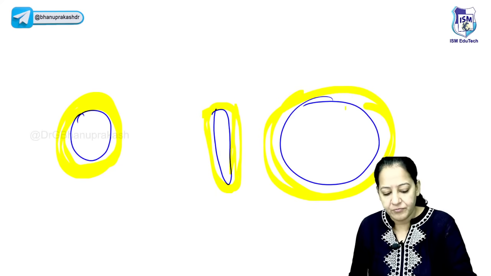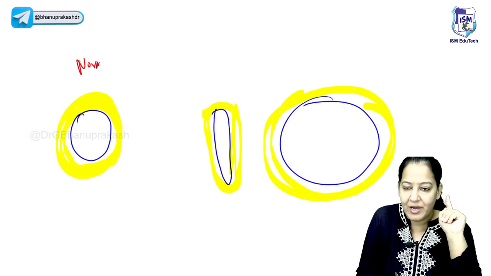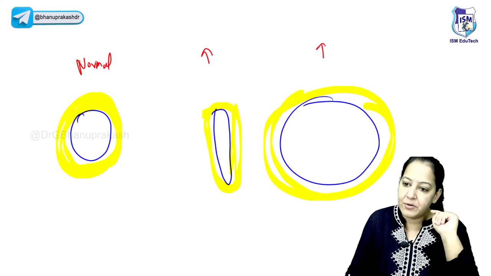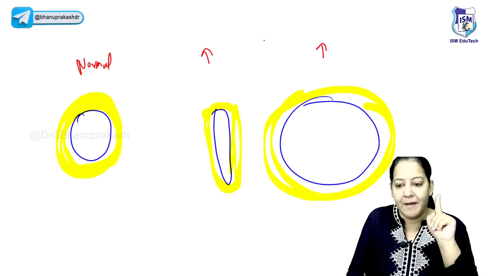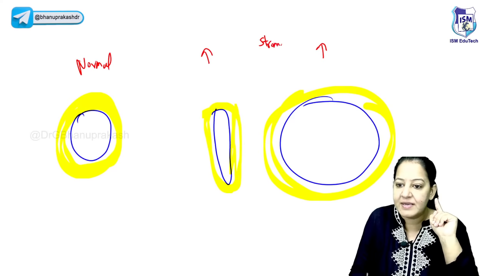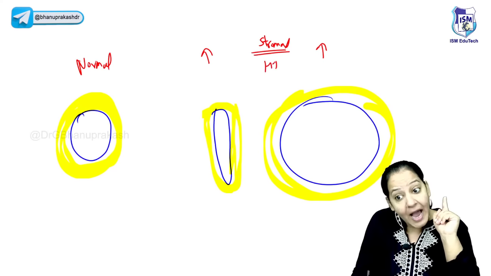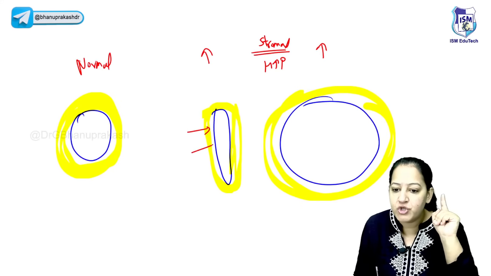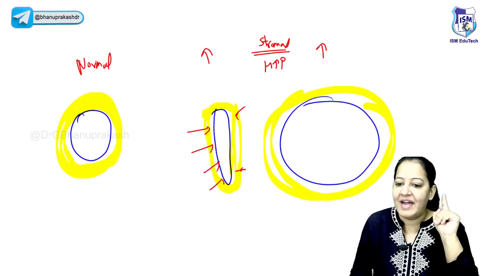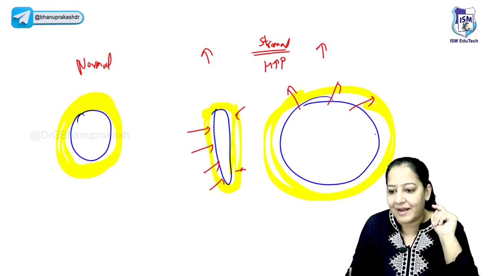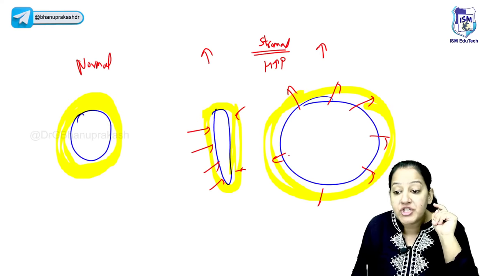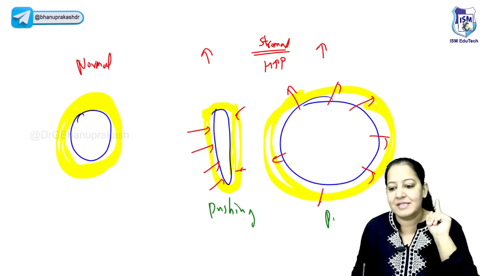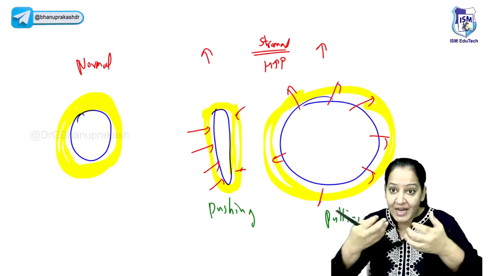So what is the problem? This one is normal. Normally there are ductules surrounded by stroma. Here also stroma increases. Here also stroma increases. So in both types of fibroadenoma, there is stromal hyperplasia. The stromal cells become abundant. But here it's the pushing type, the stroma is pushing, and here it's the pulling type, the stroma is pulling. Please understand the difference between pushing and pulling. Look at the arrows, you will get it.